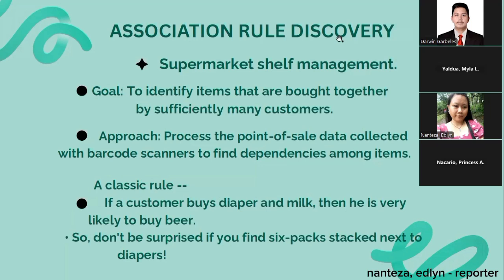Association rule discovery. Supermarket shelf management. Goal: to identify items that are bought together by sufficiently many customers. Approach: process the point of sale data collected with barcode scanners to find dependencies among items. A classic rule: if a customer buys diapers and milk, then he is very likely to buy beer. Therefore, it's not unusual to see beer placed near diapers in the store. So don't be surprised if you find six-packs stacked next to diapers.